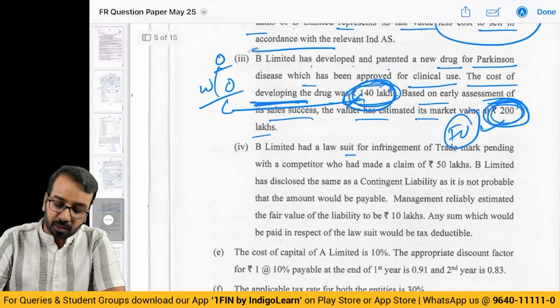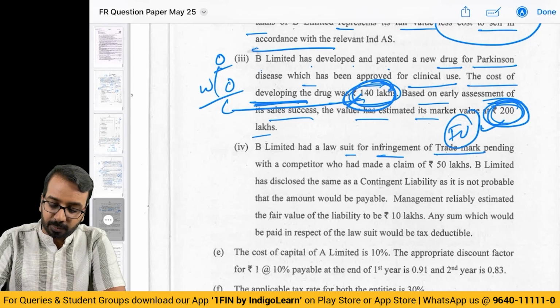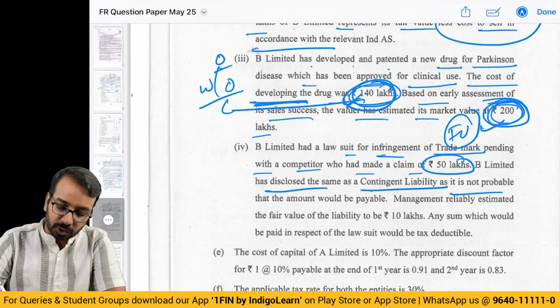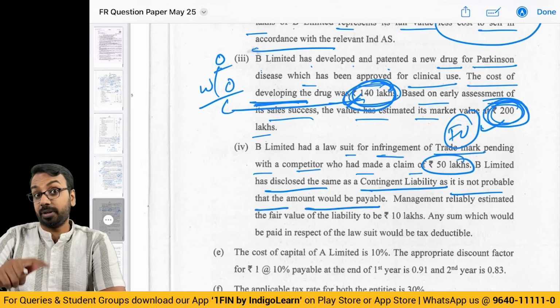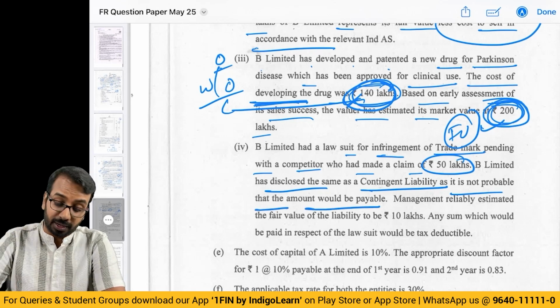B Limited had a lawsuit for infringement of trademark pending with a competitor who made a claim of 50 lakhs. B Limited has disclosed the same as contingent liability as it is not probable that the amount will be payable. But when it comes to fair valuation, we will do the fair valuation even if it is not probable. Fair value is 10 lakhs.